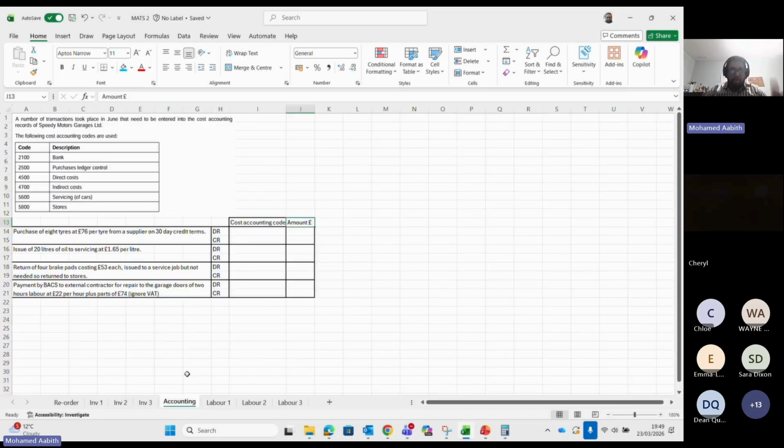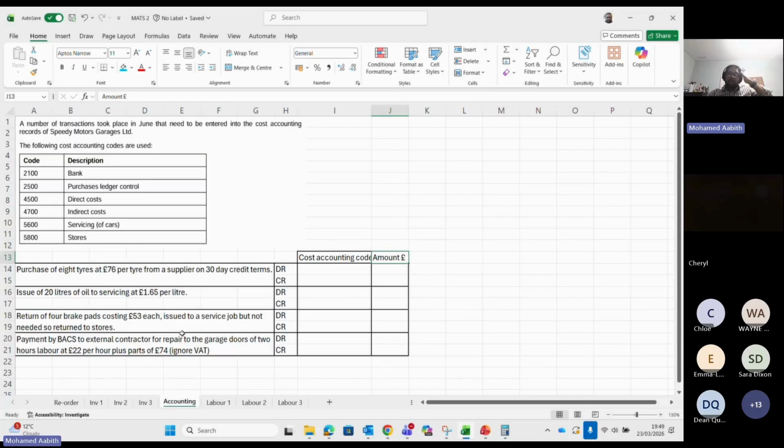But before we move on, let's look at some of the accounting side of it. If I have to record these in my internal accounting books, let's look at these accounting codes. The transactions that took place in January need to be entered into the cost accounting records of Speedy Motors Garage. So they're giving you all these numbers there, but I need to know what they're for. Let's say here they purchased 8 tires for £76 from a supplier on 30 days credit terms. So I know if it was bought on credit terms, it needs to be the payable ledger control account. That is the account it needs to go to.